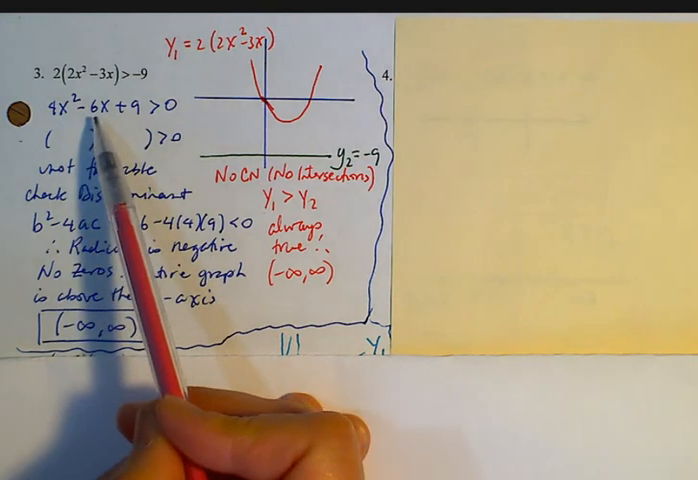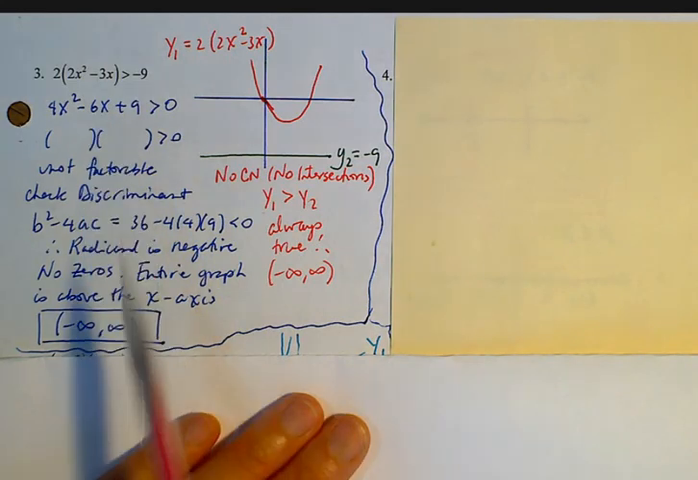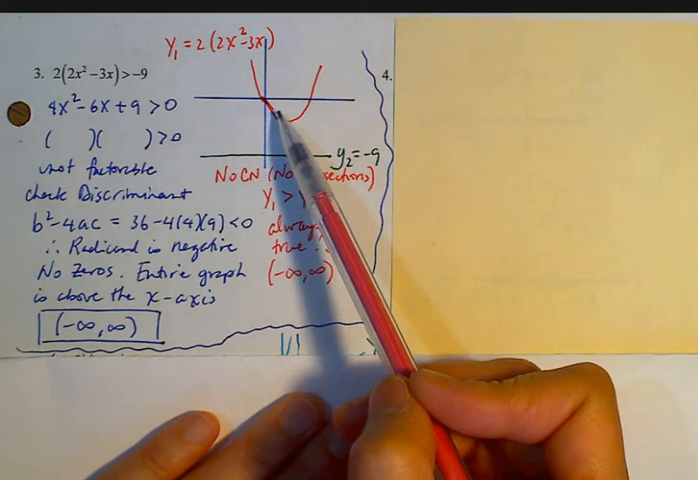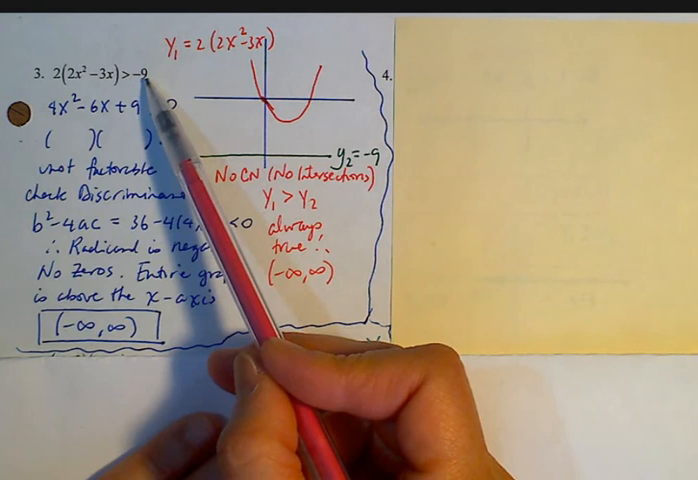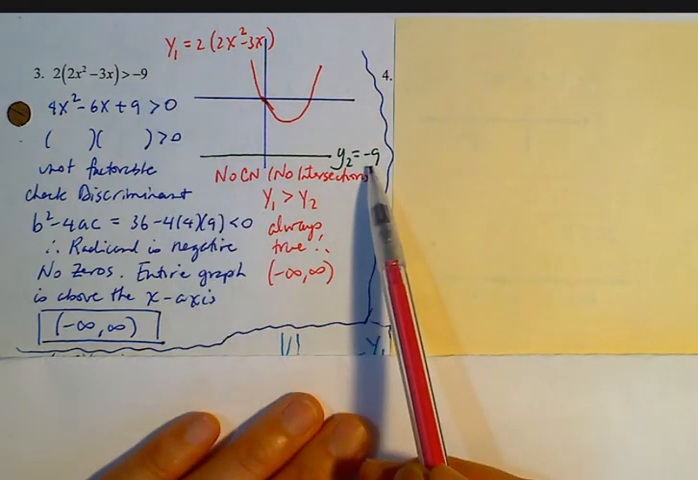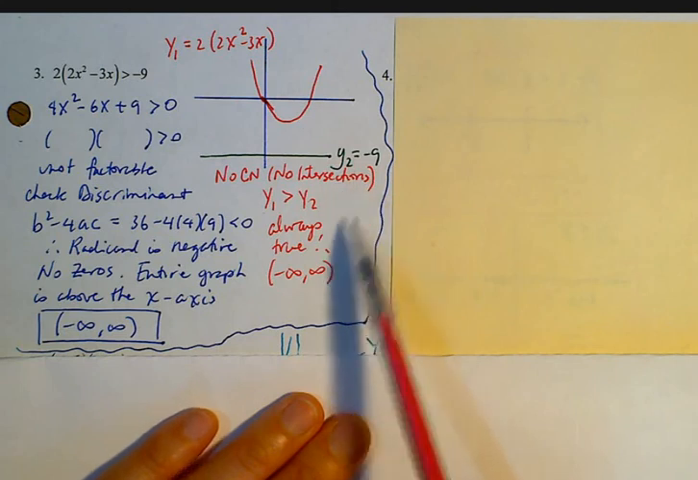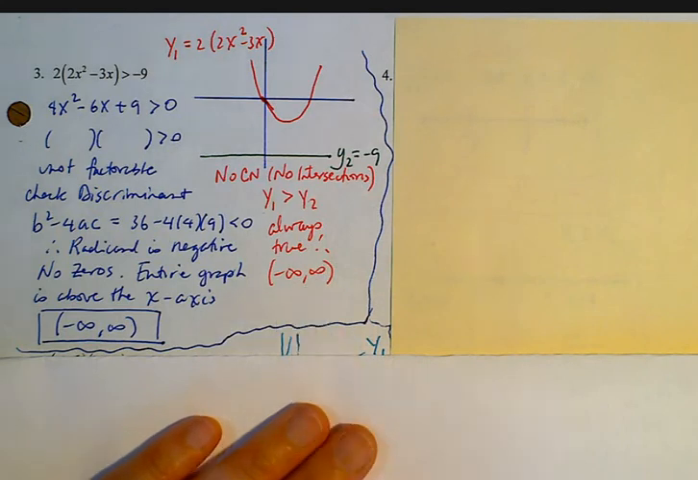If I look at this graph, I know that this is a parabola and it is going upward. So if there are no zeros, then it's never going to go down and cross the x-axis. So my solution set here would be from negative infinity to infinity. On my graph, I'm going to put in the left side as my red graph, and then the right side is negative 9, so that will be y2. If I look at this, I can see that in the entire region, y1 is greater than y2, so that verifies why the answer is negative infinity to infinity.